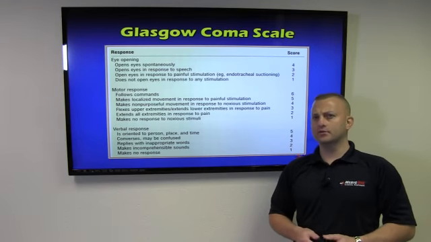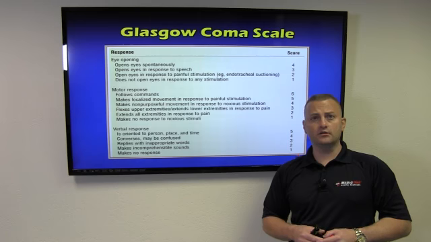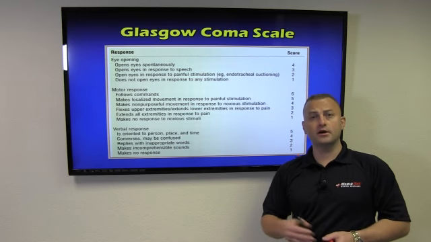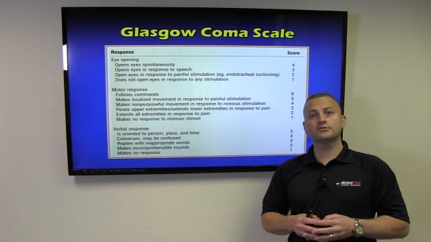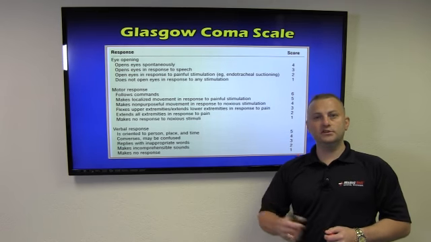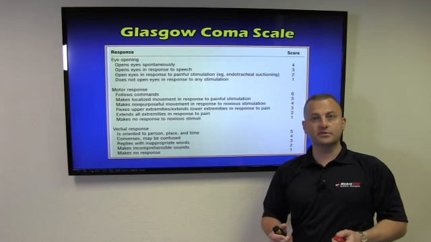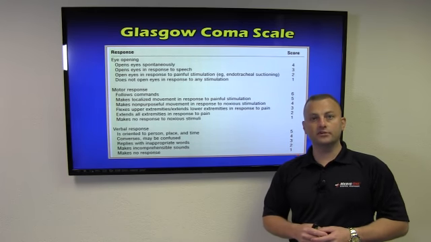Let's talk about Glasgow Coma scales. Many of us use the Glasgow Coma scale on a routine basis every day. As a matter of fact, it's required in our EPCR reporting. However, a lot of us are confused as to what the purpose of the Glasgow Coma scale is for. The GCS was created in Maryland at the R Adams Cowley Shock Trauma Center as a way to assess for neurological deficits.